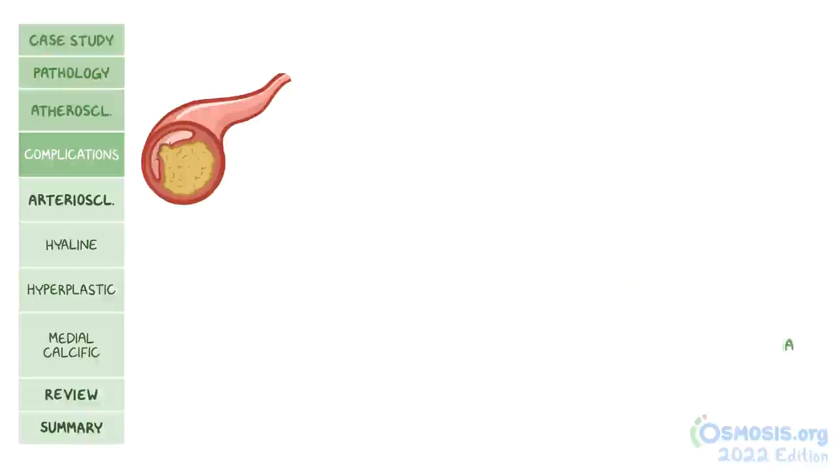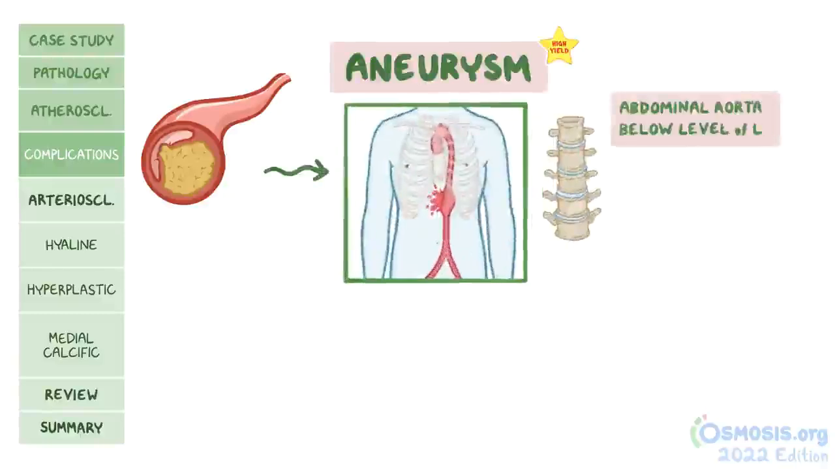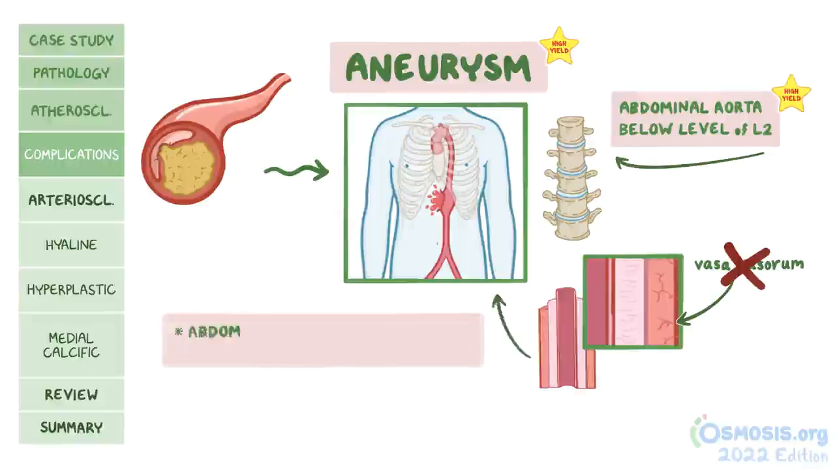Additionally, an atheroma may weaken the vessel wall, causing an aneurysm, especially at areas where the arterial wall is weaker. For example, these can occur in the abdominal aorta below the level of L2, since it lacks the vasa vasorum, which are small blood vessels in the tunica adventitia, supplying the aortic wall. Without this vasa vasorum, the tunica media doesn't get enough nutrients, causing it to weaken, which increases the risk of developing an abdominal aortic aneurysm that could rupture and cause hemorrhaging.